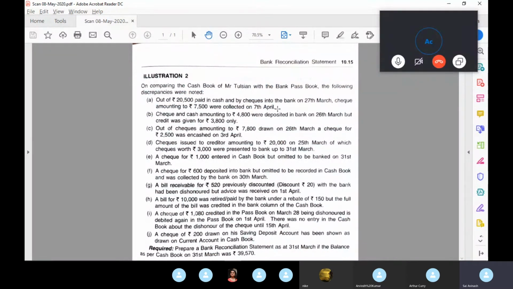So as of 31st, our bank has not received the money. The money has not been deposited into our bank. We, however, would have increased the value of our bank balance in our books. So that's A. B: check and cash amounting to 4,800 were deposited in the bank on 26th March, but credit was given for 3,800 only. Let's see what this means.